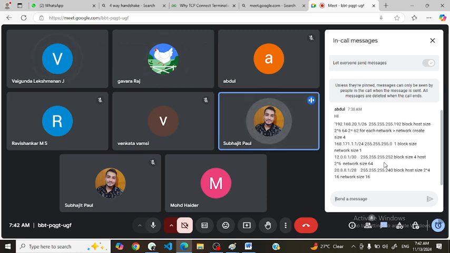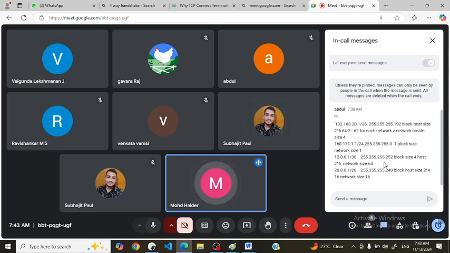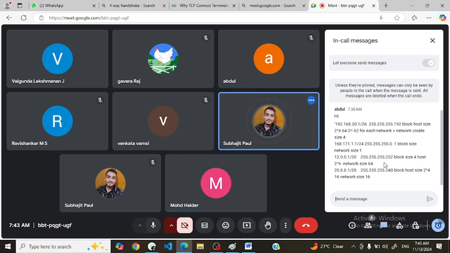For the third one, the network is 2 to the power 22. The subnet mask will be 255.255.255.252, and the block size will be 4, and the required hosts per subnet, right? No, the third one will be the number of networks. It's 2 to the power 4 minus 2.